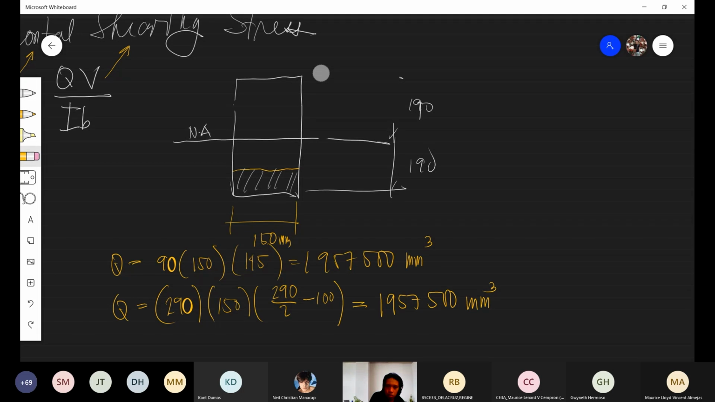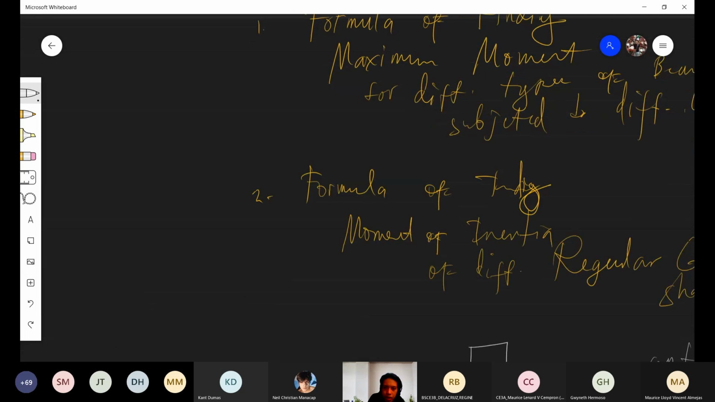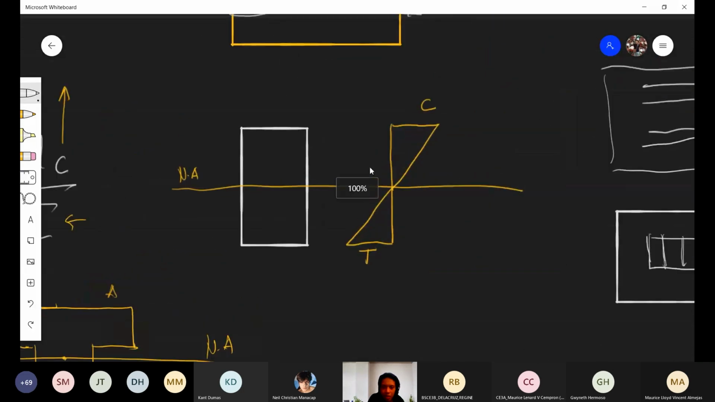Let me erase this. Oh, what's happening? Nag-froze. Daming langaw. Okay. Okay, balik lang kita didihan ko ha. I think in drawing ko ato ani stress diagram. Adaman, di ba drawing ko ang stress diagram?